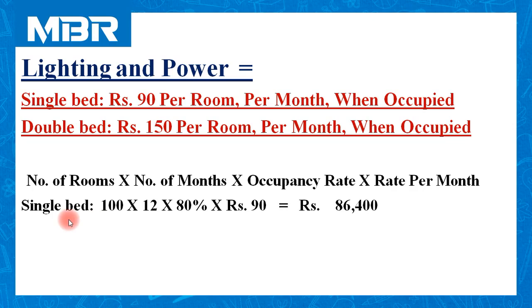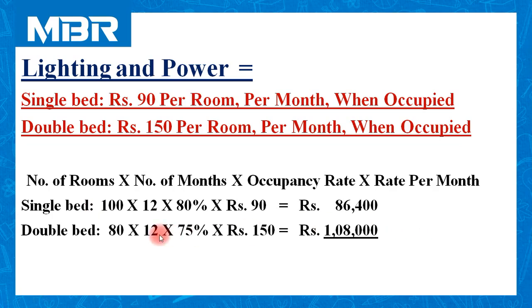Let us calculate for single bed. Number of rooms 100, number of months 12, occupancy rate is given in our question at 80%, and rate per month for single bed is rupees 90. Simply multiply 100 into 12 into 80% into rupees 90. So you will get figure of lighting and power incurred for the single bed variant of the room.